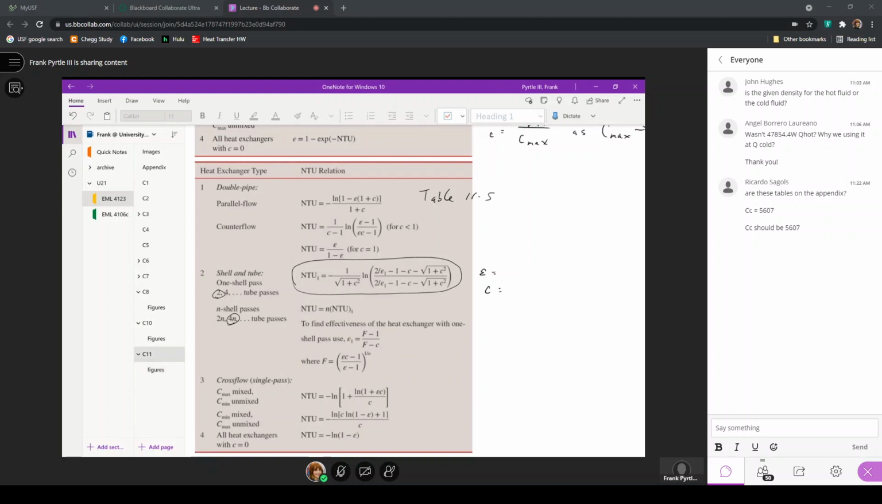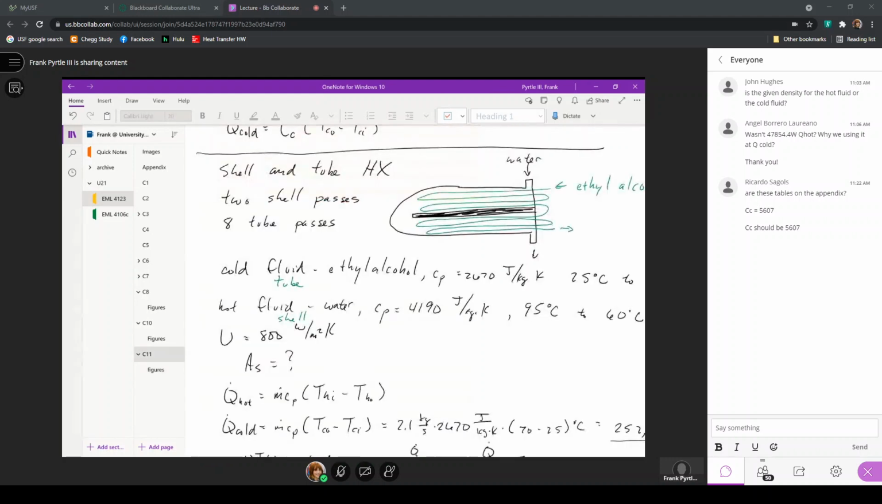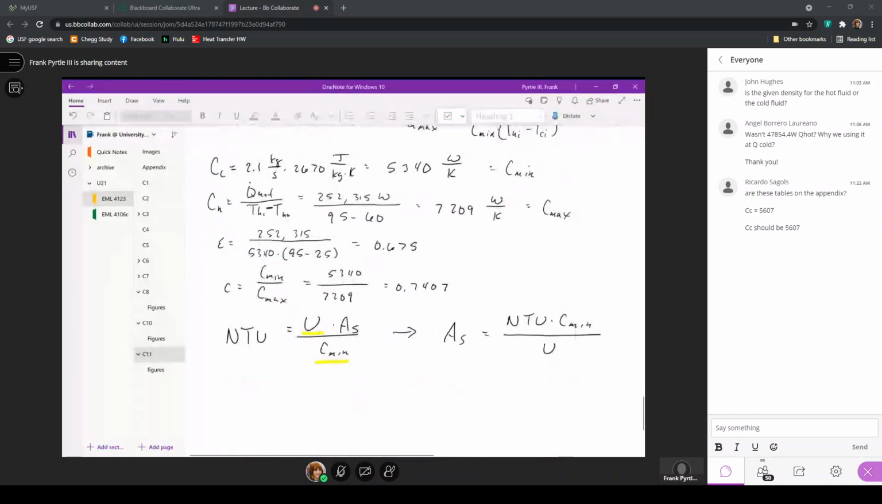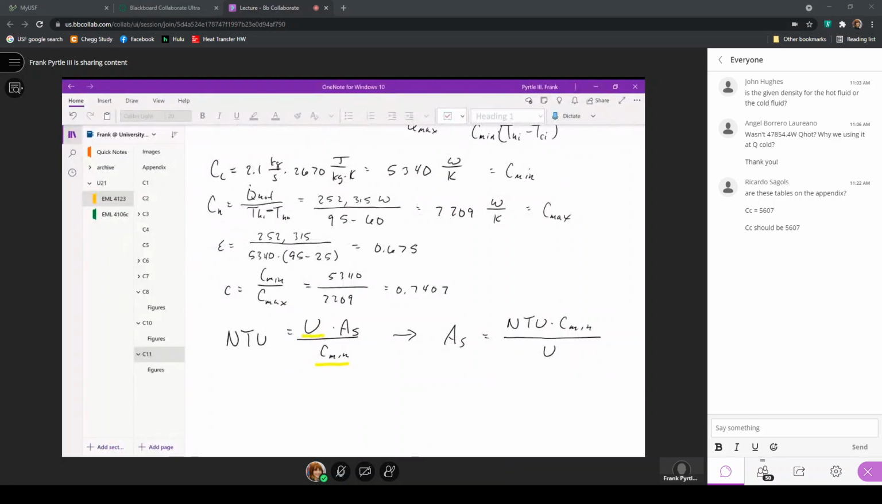So I'll just finish this up on Monday. But once we have that value calculated from the equation in that figure or that table, we have the minimum capacity rate and we have the overall heat transfer coefficient. So that allows us to then solve for this surface area here.